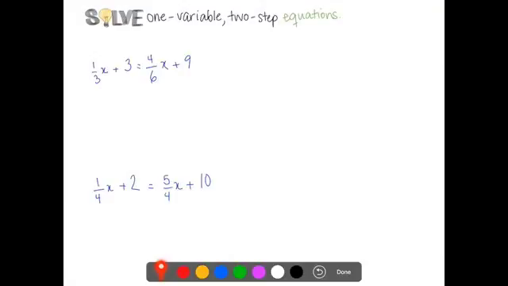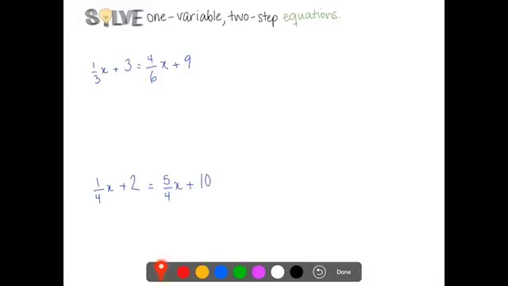In this video, we're going to learn how to solve two-step equations. Let's look at our first example here. We have 1/3 x plus 3 equals 4/6 x plus 9. The first decision you have to make is where do you want to keep your variables and what side of the equal sign do you want to keep your numbers.